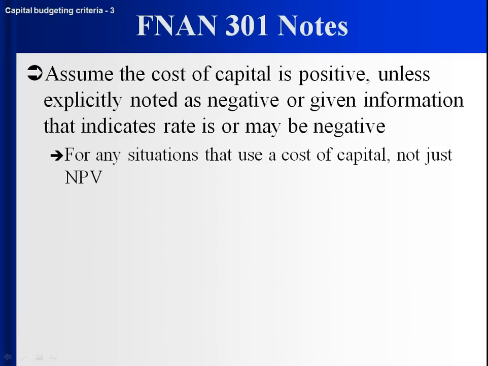One of the assumptions you want to make in this class is that the cost of capital is positive unless it's noted as negative or you're given information that it could be negative. You would assume the cost of capital is positive. That's typical. That means that there's some risk, that there's some compensation, and as a result, cost of capital is positive.